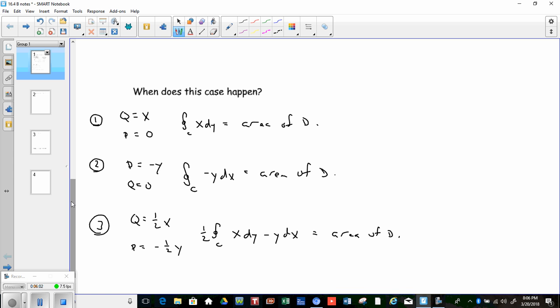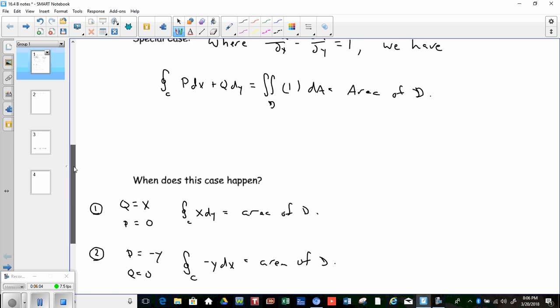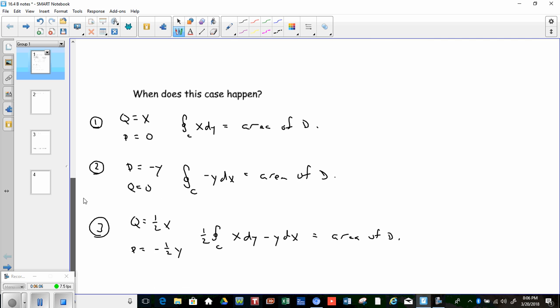So dq dx, the derivative of q with respect to x is 1/2, minus dp dy, which is the derivative of p with respect to y, that's negative 1/2. So 1/2 minus 1/2 does give you 1. So this is a special case.